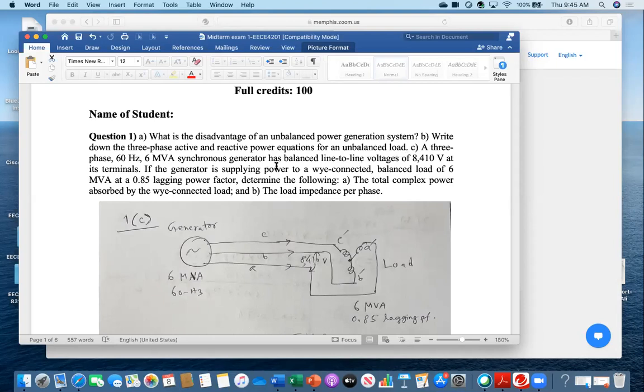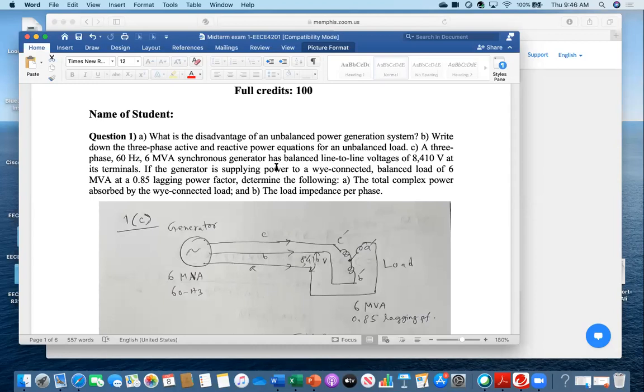Therefore, your power equation will be, for example, for phase A, VA IA cosine theta A, plus VB IB cosine theta B, plus VC IC cosine theta C. Similarly, the reactive power equation: VA IA sine theta A plus VB IB sine theta B plus VC IC sine theta C. Everybody, could you follow me? Yes, so far, yes.